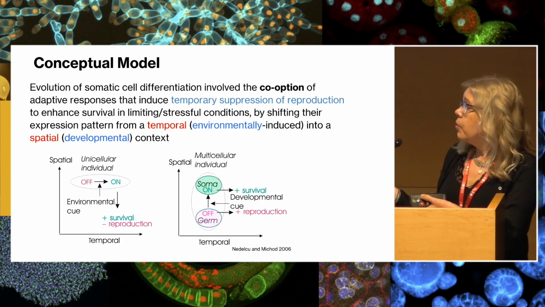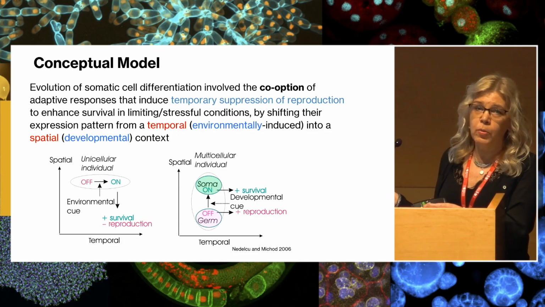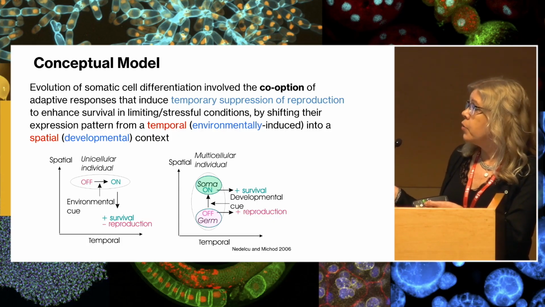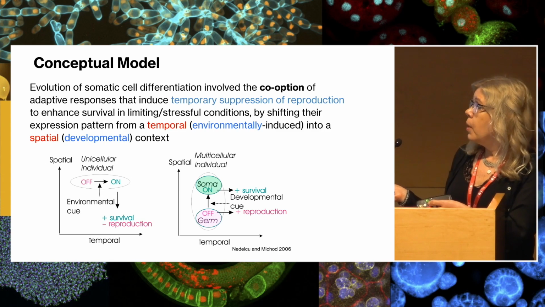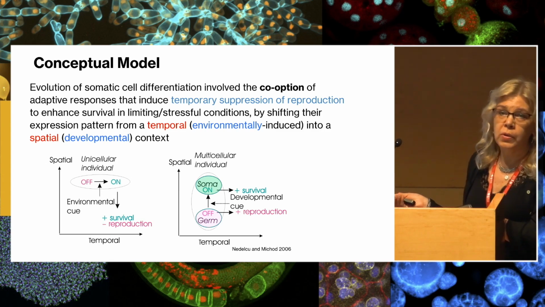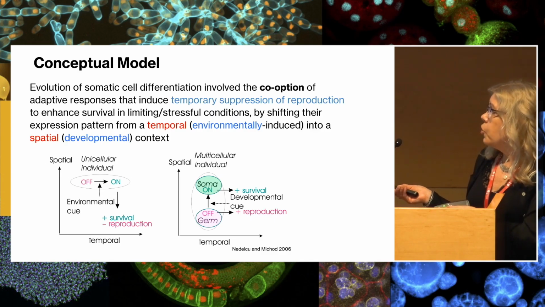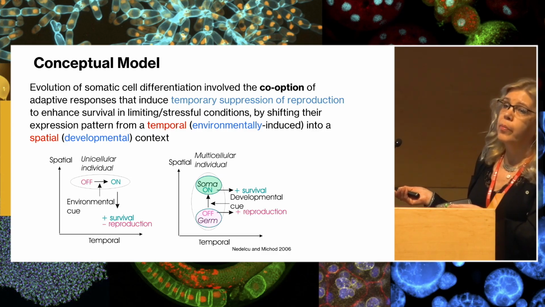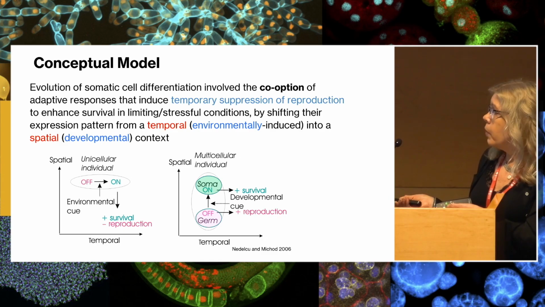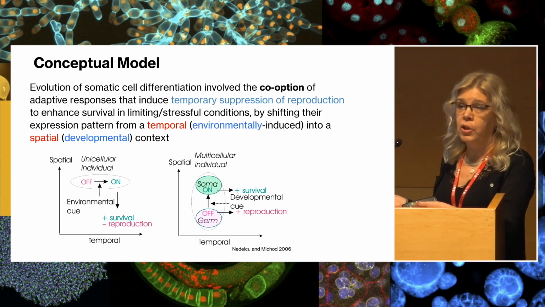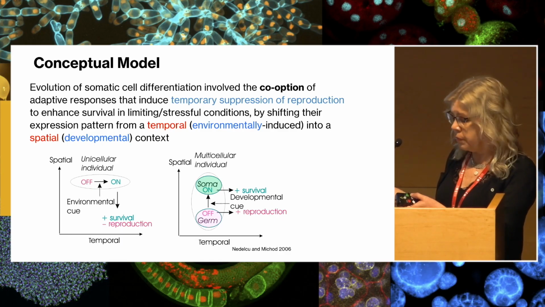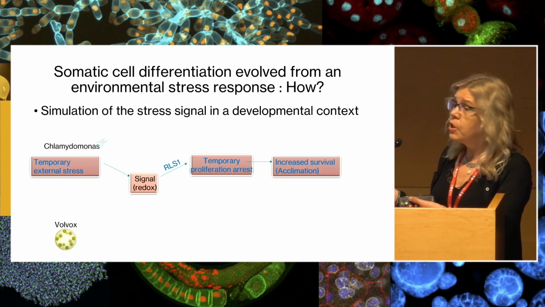So this allows us to develop this conceptual framework where a life history trade-off gene that is induced by environmental cues to increase survival at the cost of reproduction can be co-opted into a developmental gene such that it's expressed always on now in the soma and always off in the germ, and that allows it to break this trade-off, because now in this context, both survival and reproduction of the multicellular organism can be improved at the same time. So how can this happen?